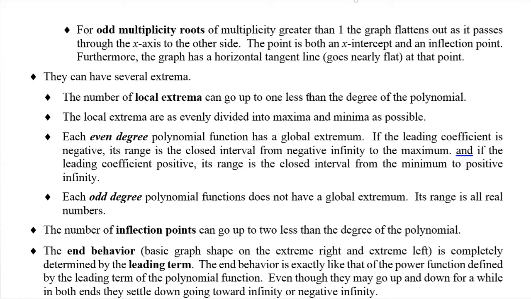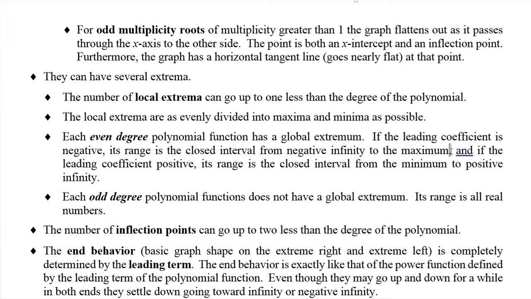They're evenly divided into maxima and minima. If there are 4 of them, there'll be 2 mins and 2 maxes. If there are 3, then there'll be either 2 mins and 1 max, or 2 maxes and 1 min. If it's an even degree polynomial, it has a global extremum, and the arrows on the ends point the same way. If the leading coefficient is positive, it'll be pointing up on both ends. The limit as x goes to infinity and the limit as x goes to minus infinity are both positive infinity. And so somewhere in the middle, it'll have a global minimum.